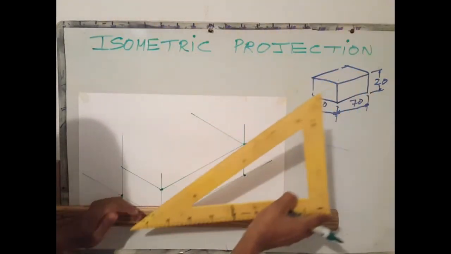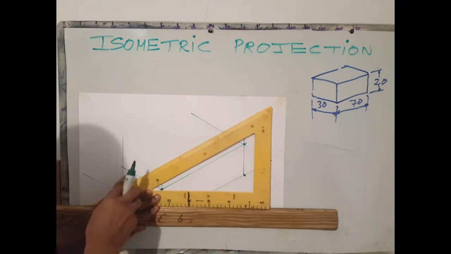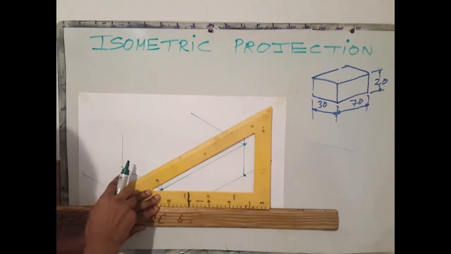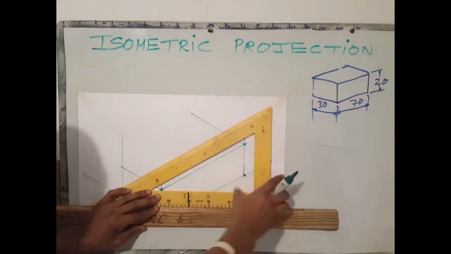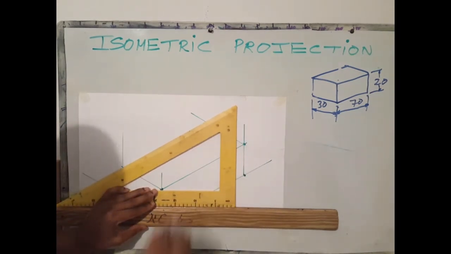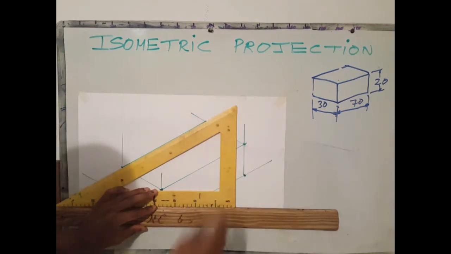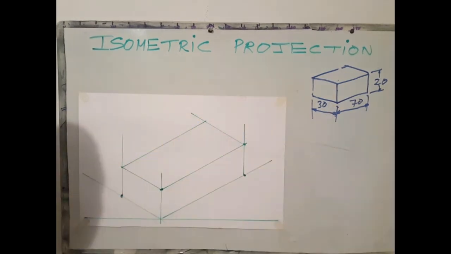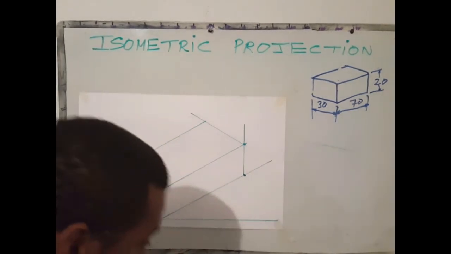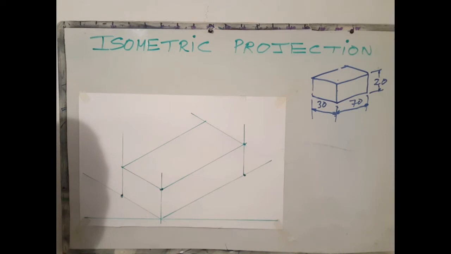Next, I rotate. And again, I slide my set square to the point where the top radiating line meets the vertical line. Slide my set square out to that point. Draw that line. And that's it. Once everything is okay, the next step is to go through and brighten up your figure.